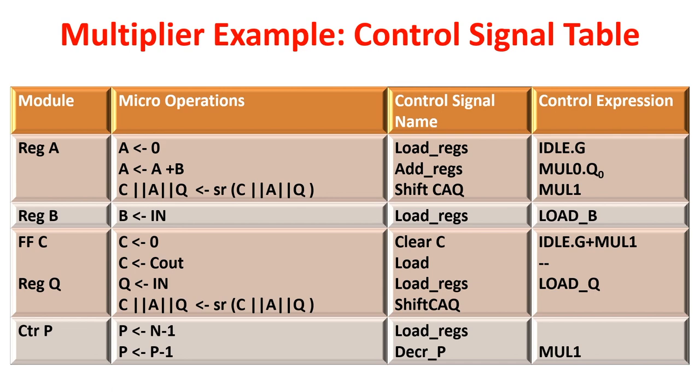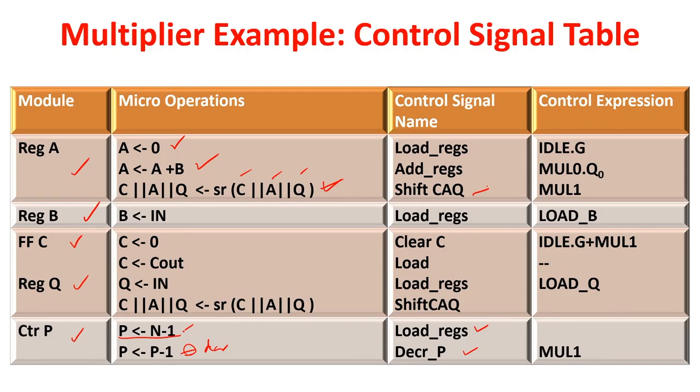So what operations are we doing? We have register A, register B, flip-flop C, then register Q, and this is a counter P. For the counter, first we need to load the numbers, then every time we need to decrement. This is load register and decrement. For register A, we initialize A equal to 0, we do additions, and we do shifting. We do shifting of CAQ, all three concatenated together, and we are shifting right. So this is shift right CAQ.